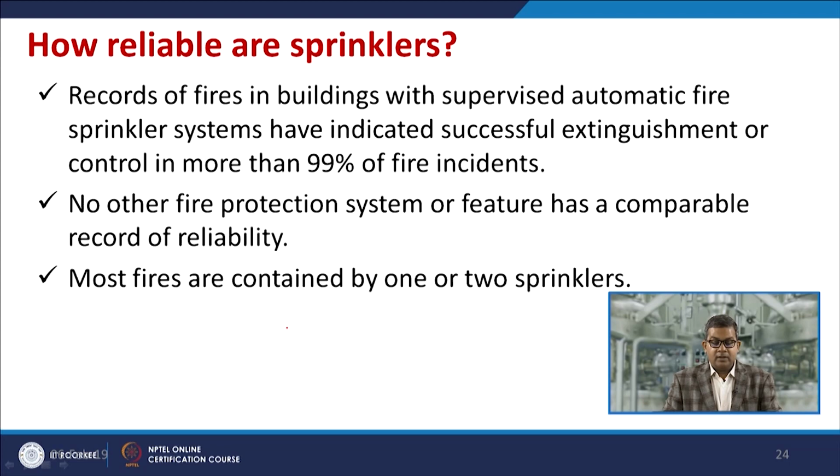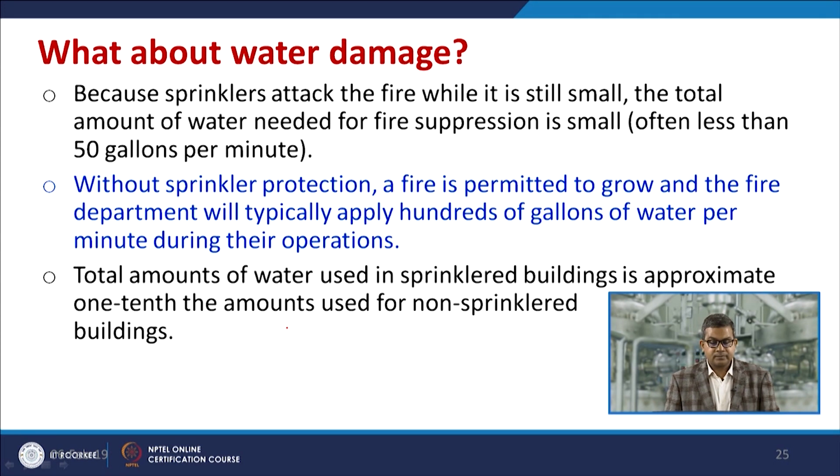Now, apart from this, the question arises: how reliable are these sprinklers? Records of fires in buildings with supervised automatic fire sprinkler systems have indicated successful extinguishment or control in more than 99% of fire incidents. No other fire protection system or feature has a comparable record of reliability. Most fires are contained by one or two sprinklers.